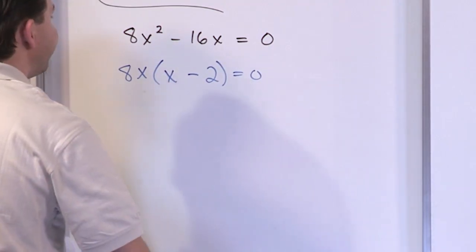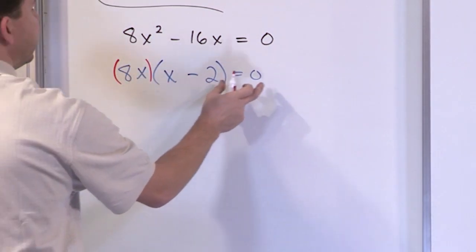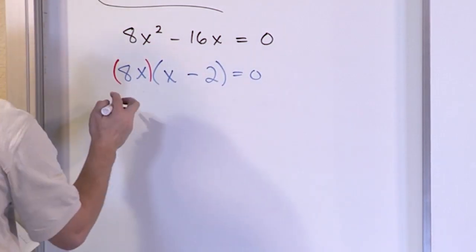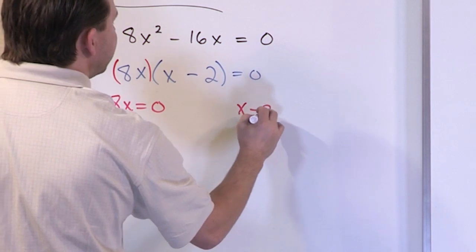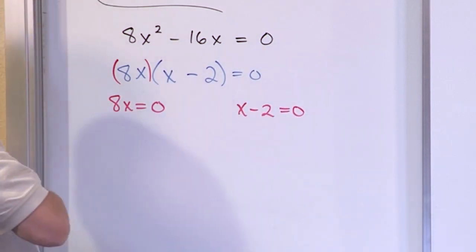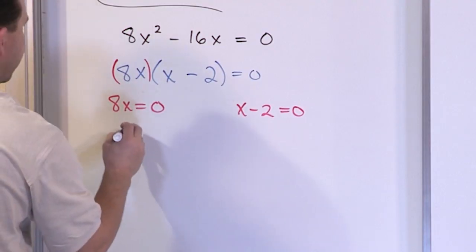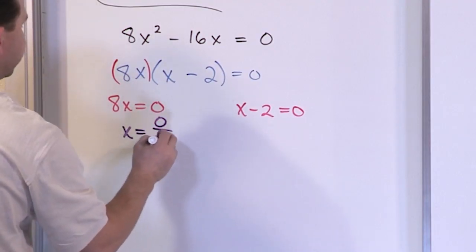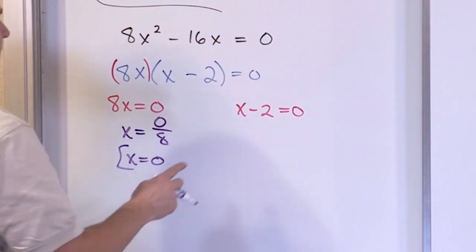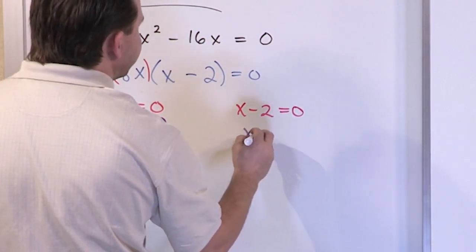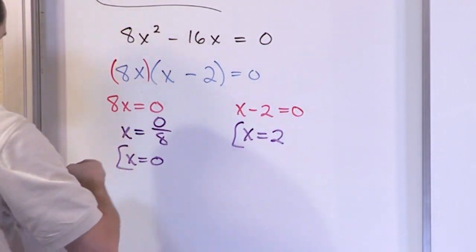Now, once I have it in this form, I have, like I said, two things multiplied together equal to 0, so I can set each one, 8x is equal to 0, x minus 2 is equal to 0, and they're each going to lead to a different solution. Here, x is going to be 0 divided by 8, because I divide both sides by 8, so x is going to be equal to 0. And over here, I just add 2 to both sides, so x is equal to 2. Add 2 to the left, it disappears. Add 2 to the right, and there you go.